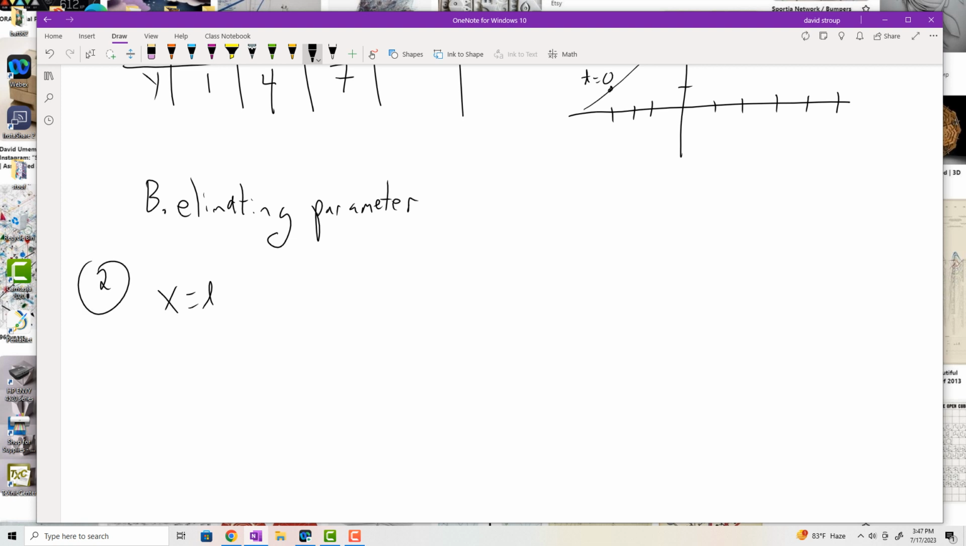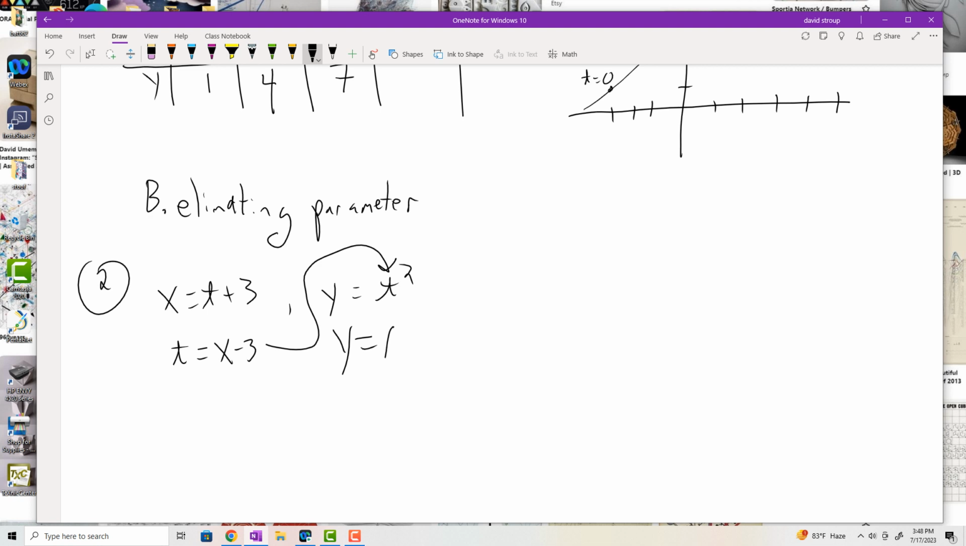So x equals t plus 3, and then y equals t squared. To eliminate the parameter, I'm going to solve for the parameter in one or the other equation. In this case, it's a little easier to work with that first equation and just move the 3 over, so I'd have x minus 3. I can avoid square roots and stuff like that. And then you take that and plug it into the second equation.